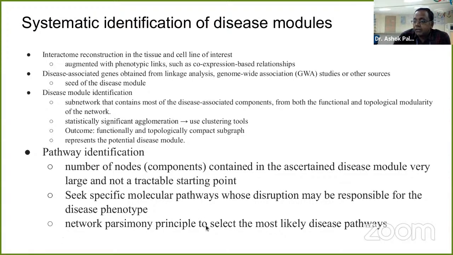So we use the network parsimony principle to select the most likely disease pathways. By parsimony principle, we mean that when we have two nodes, they talk with each other using the shortest path. Parsimony means some economy. So when two nodes need to talk with each other, they use the shortest distance between them. That is the parsimony principle. Those indicate the actual likely biological disease pathways.